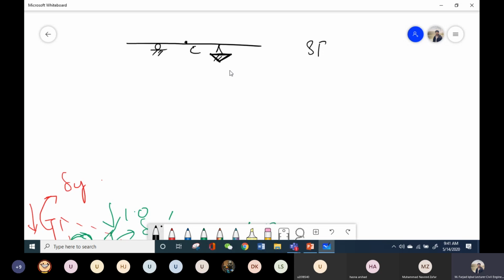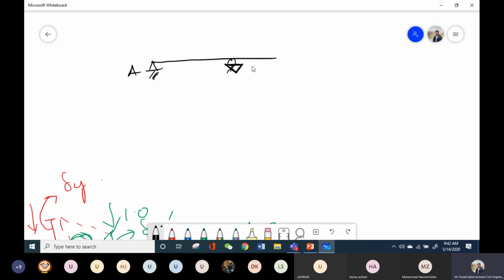Let me solve another question first for the reaction, because we have been studying that concept. If I have this beam and I want to plot the influence line diagram for the reaction at point B, what was our step? How many steps do we need to do? First, we need to remove this support. So the first step, we will remove this support and keep this support as it is.